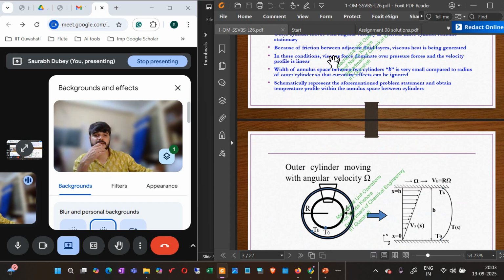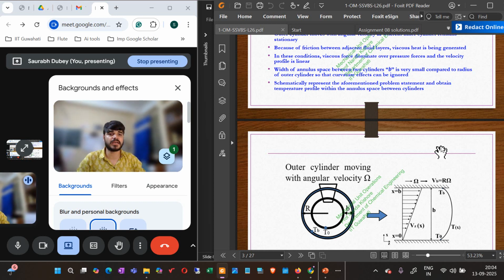Then because of the friction between the adjacent fluid layers, viscous heat is being generated here. In these conditions, viscous force dominates over the pressure force and the velocity profile is linear. So that is important. Viscous force dominates pressure force, and the velocity profile becomes linear. That we will be looking at through the Navier-Stokes equation, how it comes into the picture.